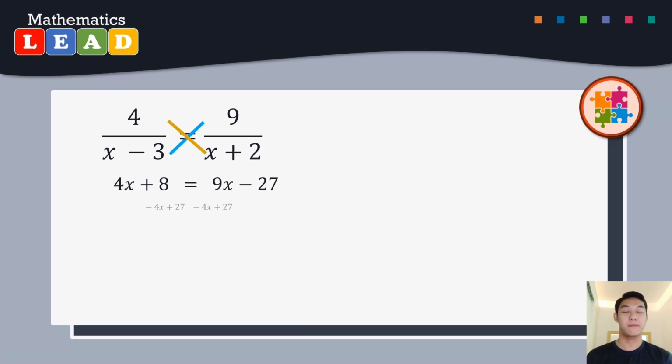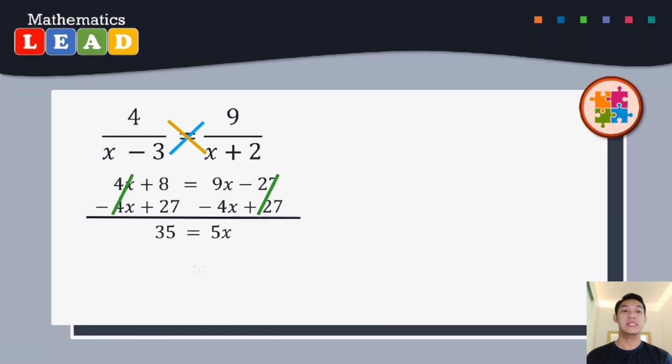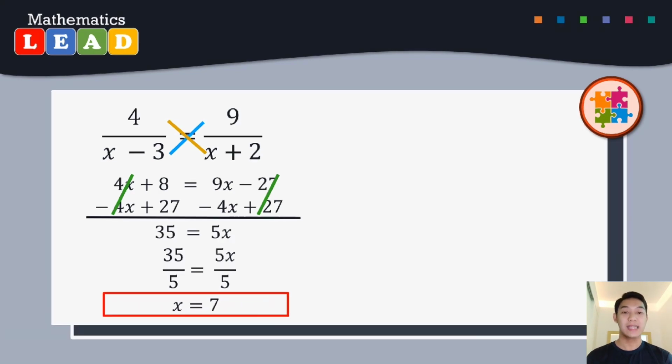So let's subtract both sides by 4x and let us add 27 to both sides. 8 plus 27, that's 35. 9 minus 4 is 5. So all we need to do now is divide it by 5. 35 divided by 5 is 7. So x is equal to 7. This is the final answer.